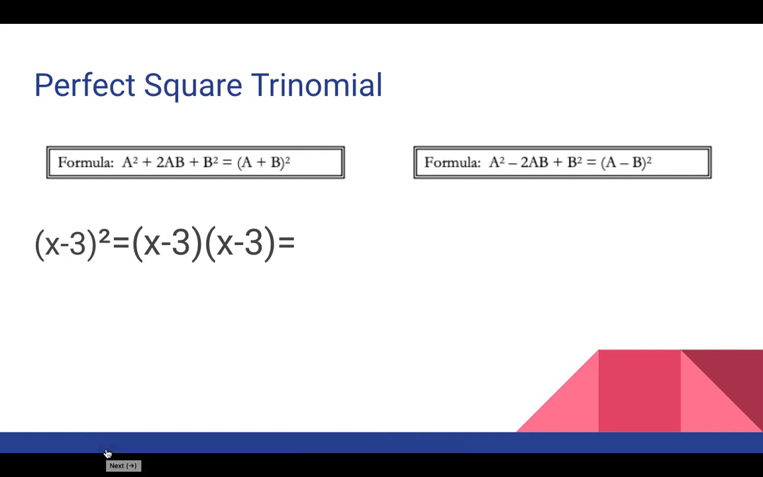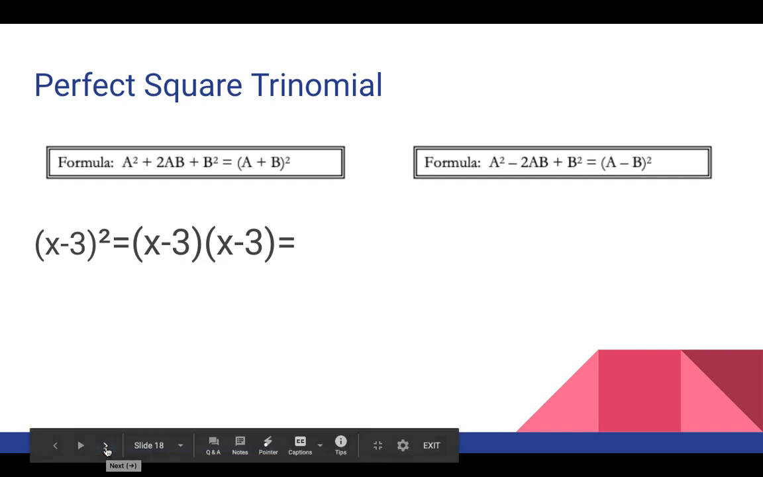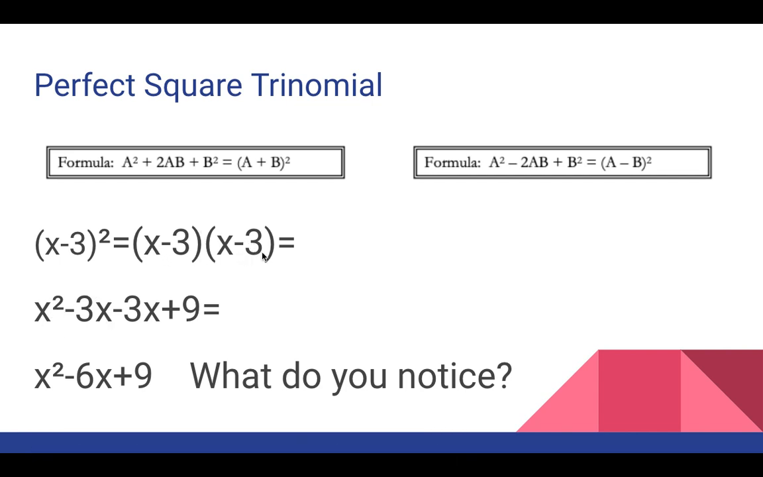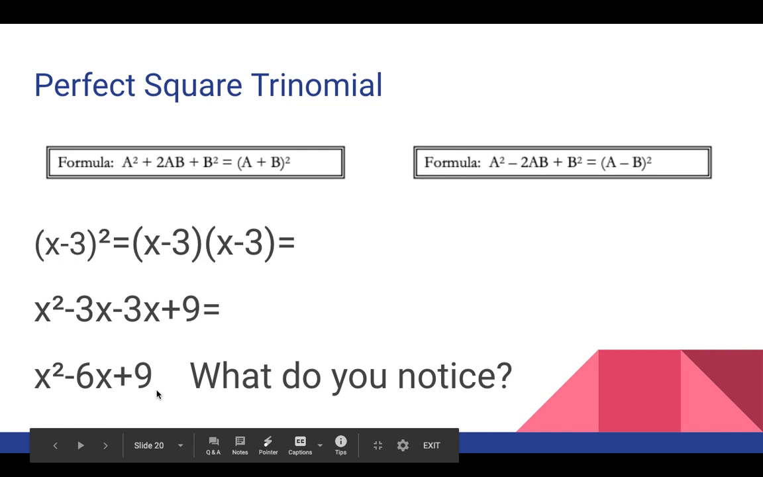Use FOIL. Okay, when you use FOIL, use distributive property. X times x is x squared. X times negative 3 is negative 3x. Negative 3 times x is negative 3x. Negative 3 times negative 3 is positive 9. We add those two middle terms, and we get x squared minus 6x plus 9.